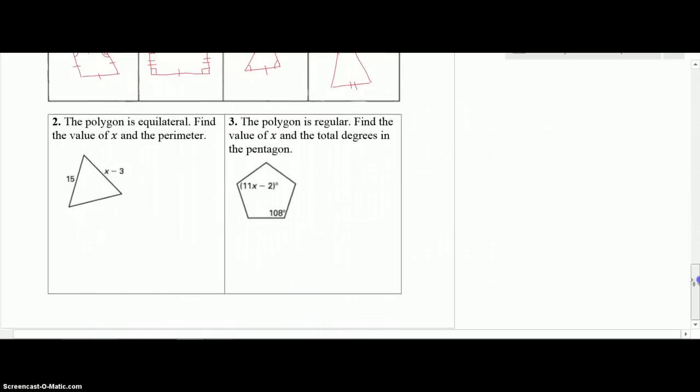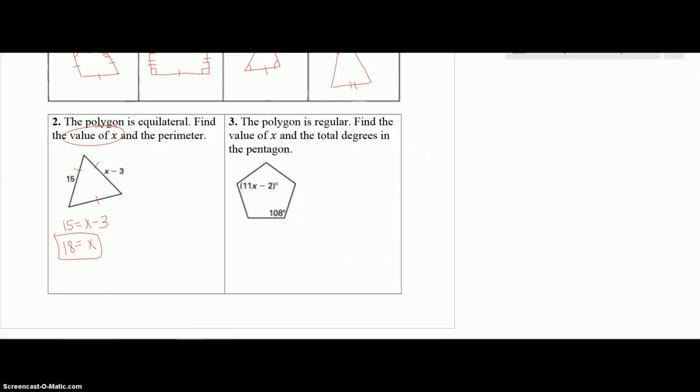All right, number 2, the polygon is equilateral. Find the value of x and the perimeter. If it's equilateral, that means that all the sides are equal or congruent. So we can say that 15 equals x minus 3. So if you add 3 to both sides, you get x equals 18. So that is part 1 of your problem where it said find the value of x.